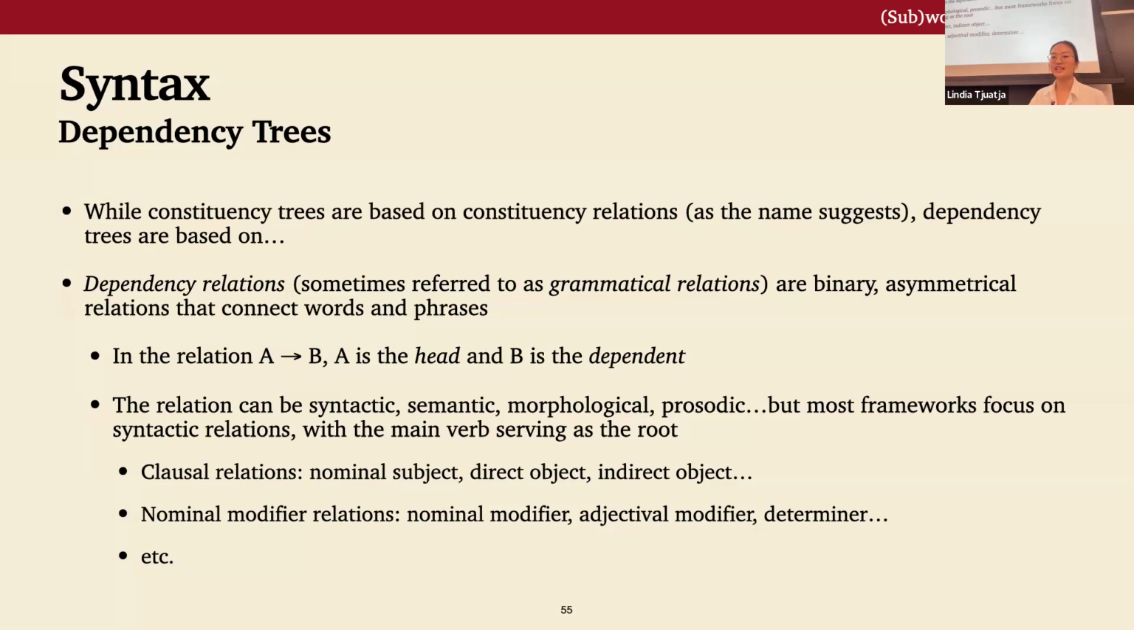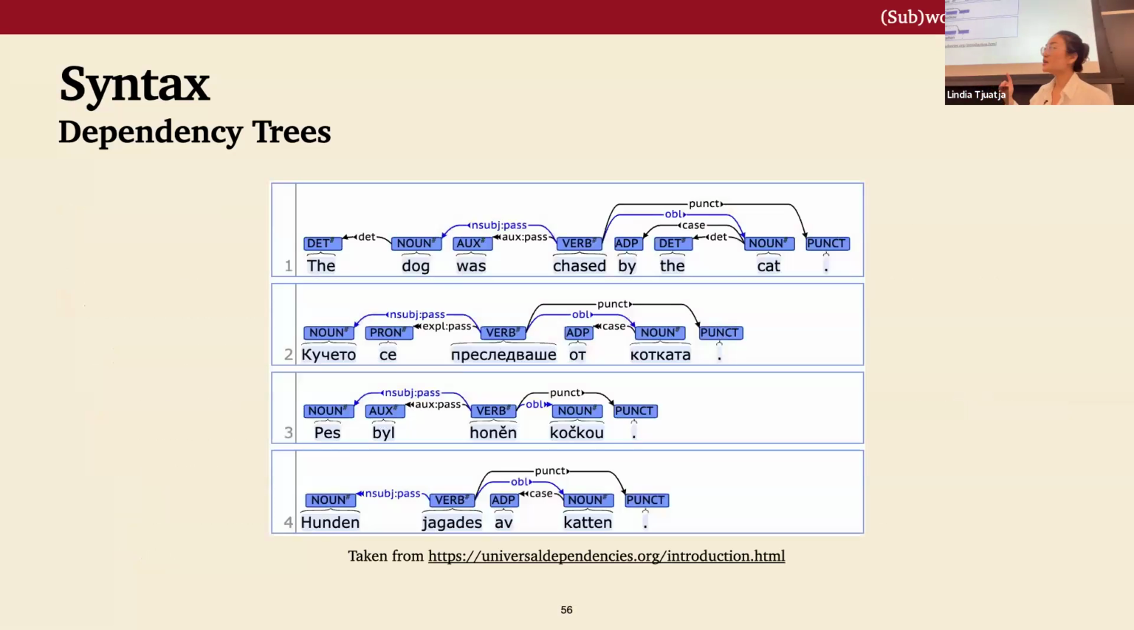So we can have clausal relations, like whether the dependent is a nominal subject, direct object, or indirect object. We can also have modification relations, like is something modifying a noun, or is a noun modifying another thing, is an adjective modifying another thing, etc. Here is an example of a dependency parse from Universal Dependencies. Like in the top example in English, "chaste" is the head of the tree, and you can follow the arrows to see what its dependents are.